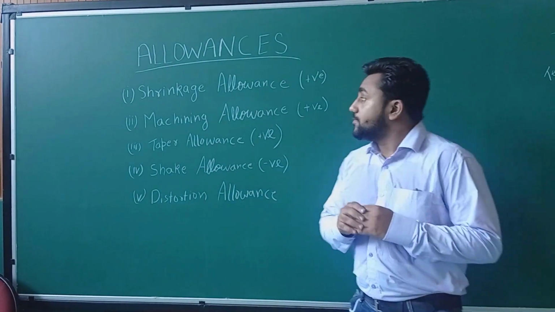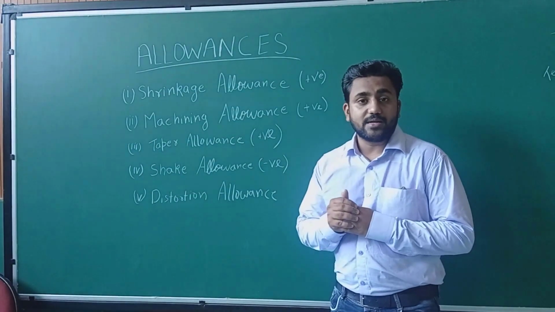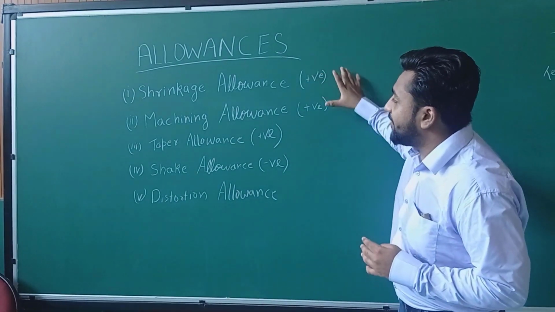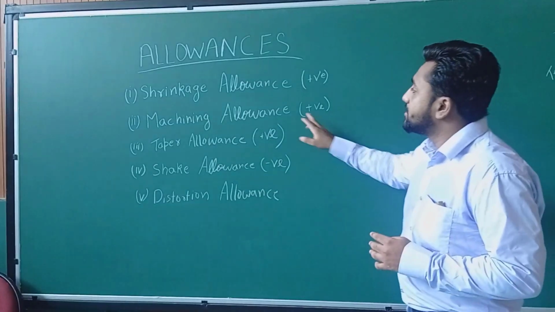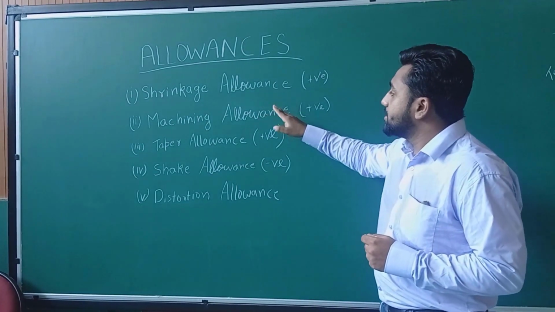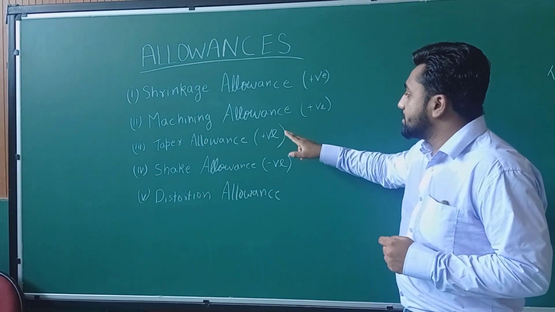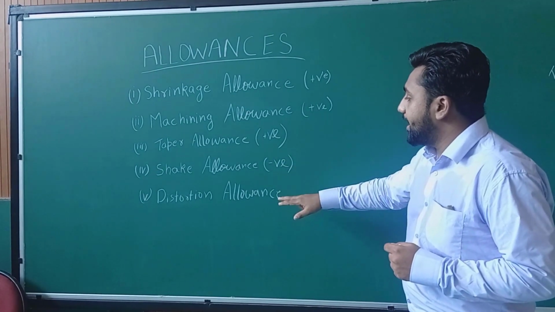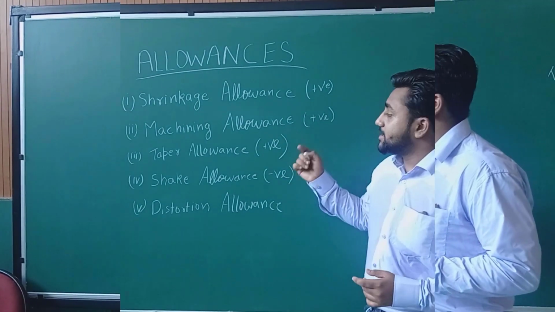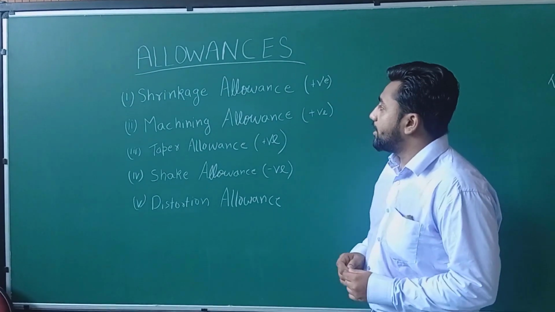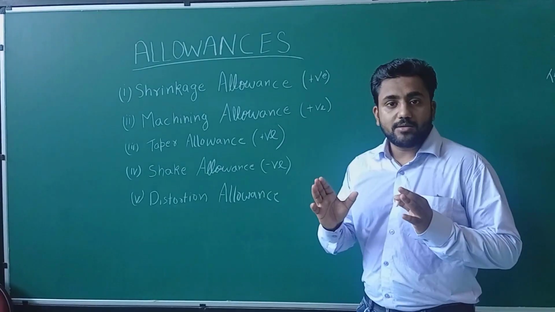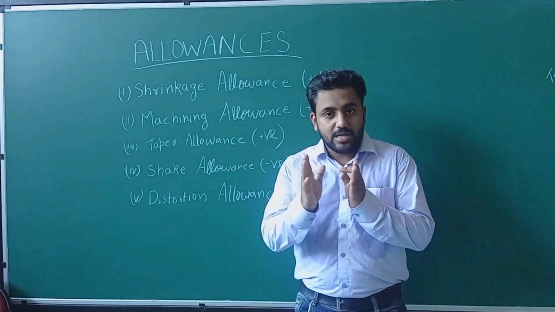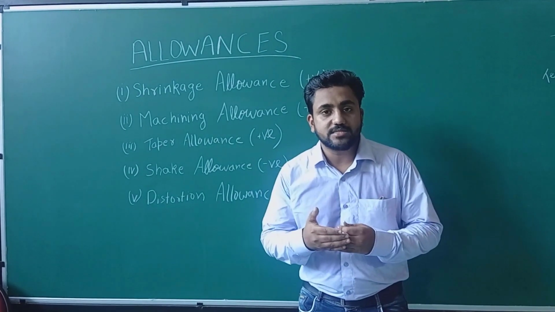dimension. So before we make any pattern, we have to go through some allowances. There are basically five allowances. The first one is shrinkage allowance, the second one is machining allowance, the third one is taper allowance, the fourth one is shake allowance, and the fifth one is distortion allowance. These are all the allowances which we give to the pattern. The desired dimension of the pattern and the original product that we get at the end of sand casting are different.